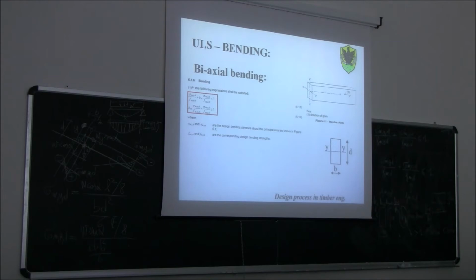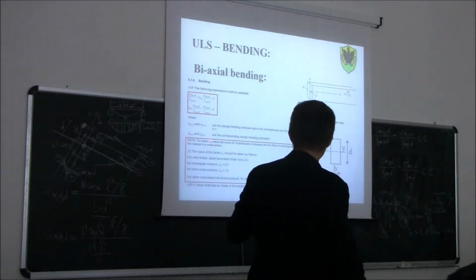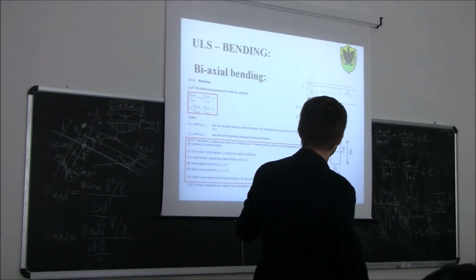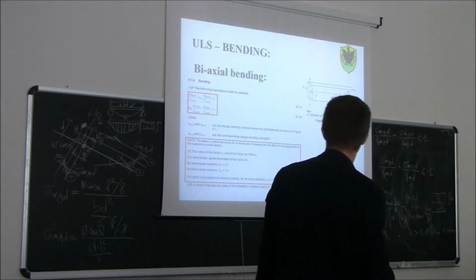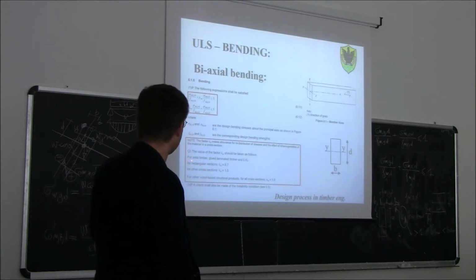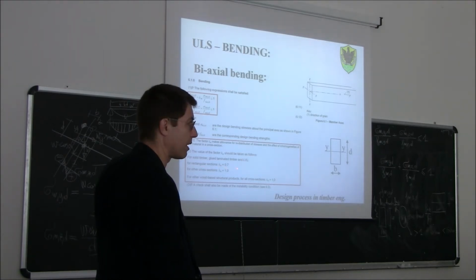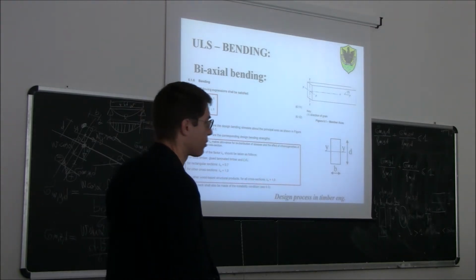Why does the regulation introduce this new Km factor? Look here, the factor Km makes allowance for redistribution of stresses and the effect of inhomogeneities of the material cross-section. The value of the factor Km should be taken as follows. For solid timber, glulam and LVL, for rectangular cross-section 0.7, for other cross-section 1. For other wood-based structural products, for all cross-sections 1.